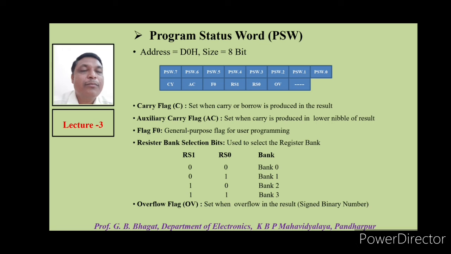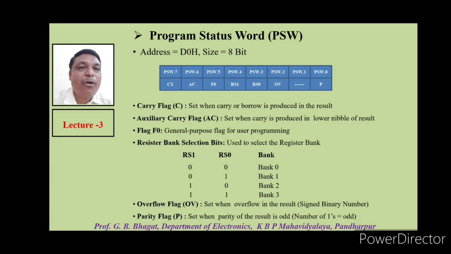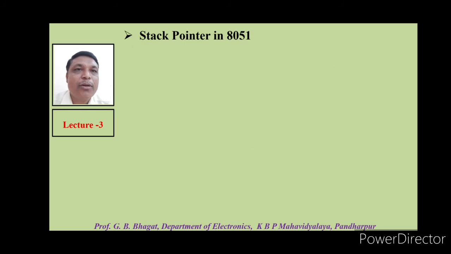The next bit, that is PSW.1, is reserved for future use. That is, it is not used for any purpose till now. The last bit, that is the LSB of the PSW, is for the parity flag. This parity flag will be set for odd parity. That is, if in the result the number of ones is odd, then this parity flag will be set. This is all about the PSW and various flags of the 8051 microcontroller.